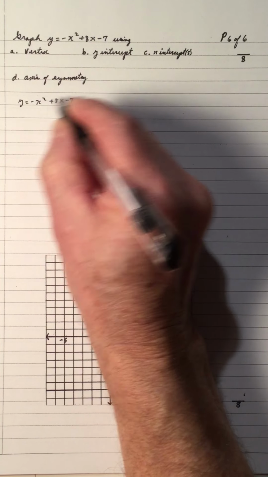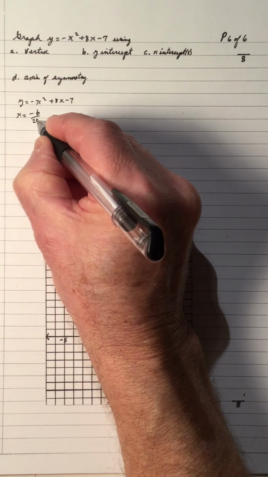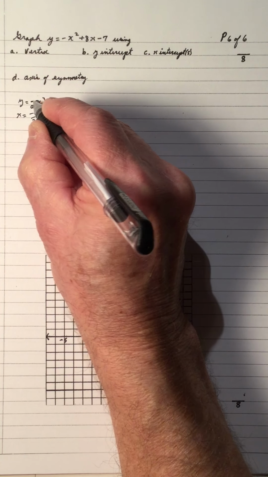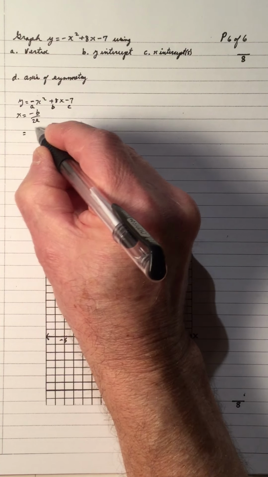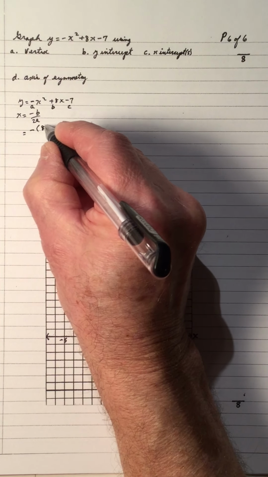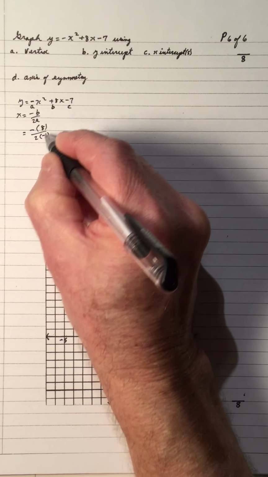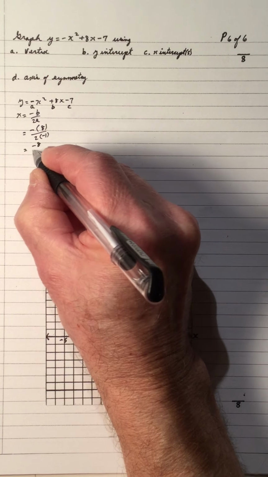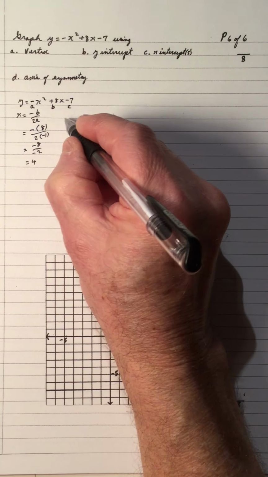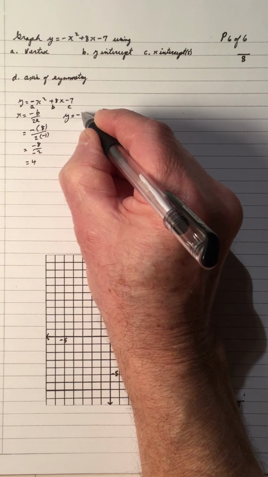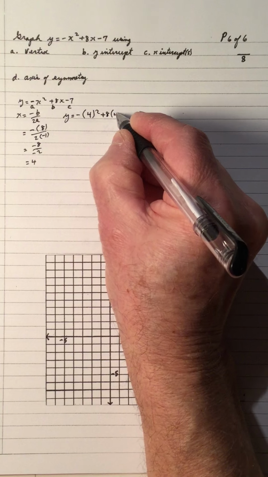So I find the vertex of this parabola by doing x equals -b/2a. A is -1, b is 8, c is -7. So it's the negative of the 8, over 2 times a, which is negative 1. Negative 8 over negative 2. So the x-coordinate of the vertex is 4. Now I'm going to sub 4 back in for x to get the y.